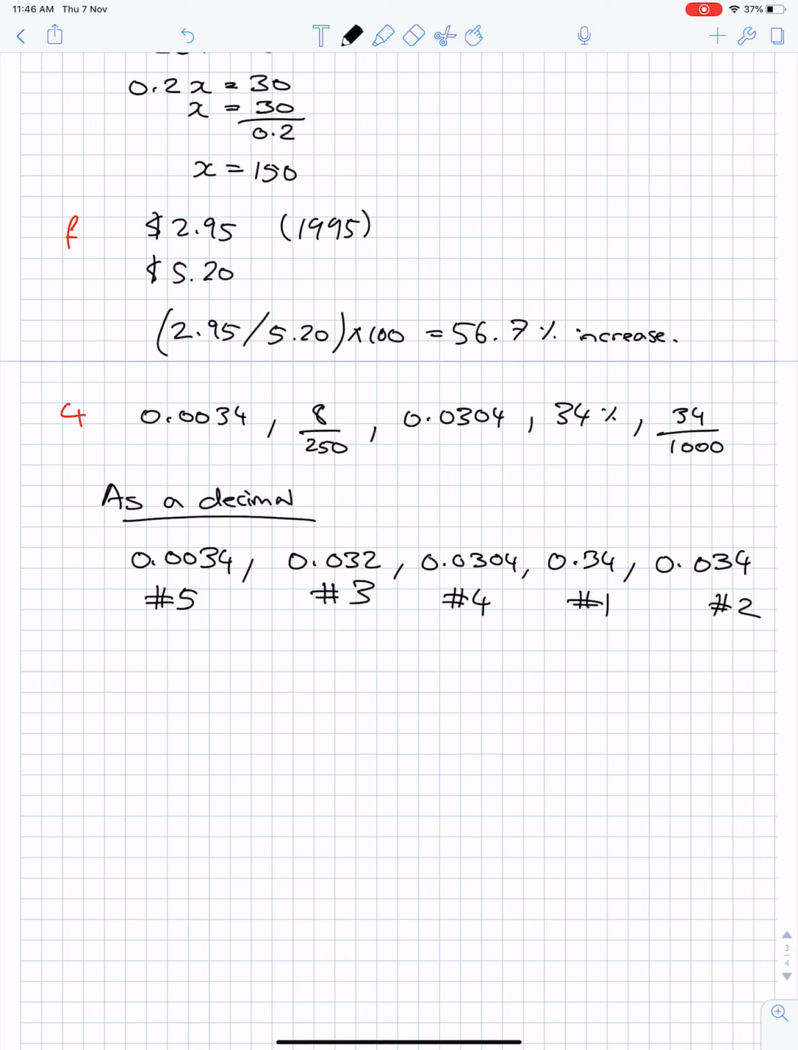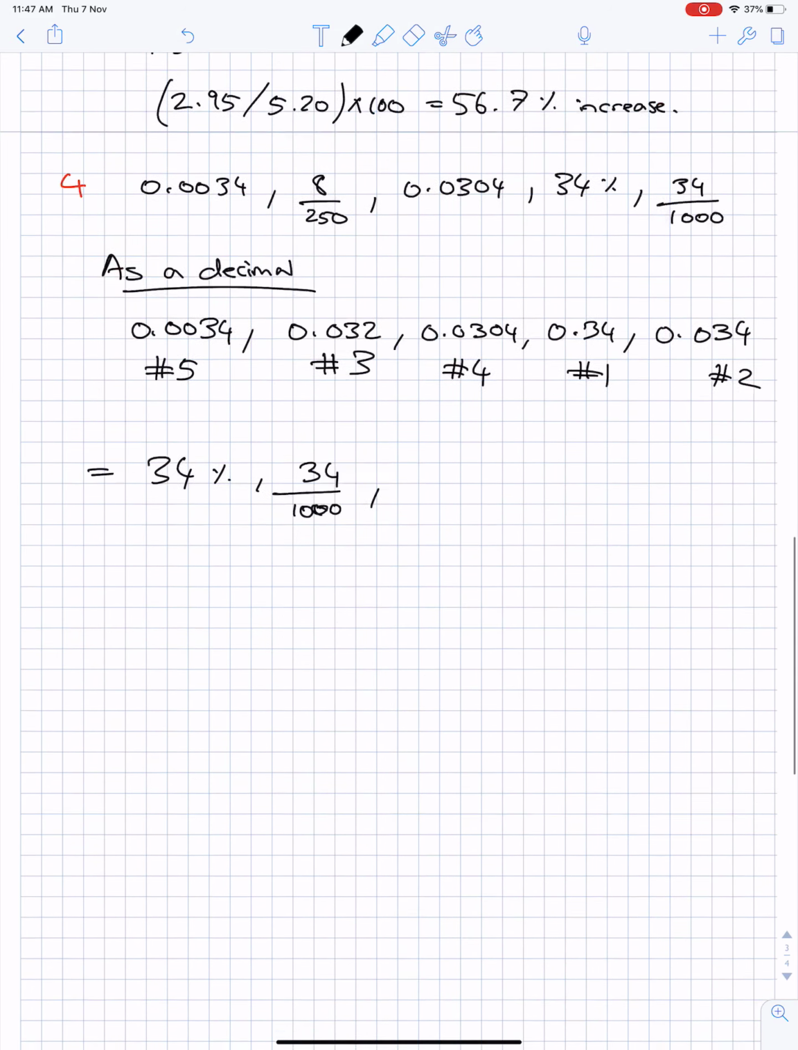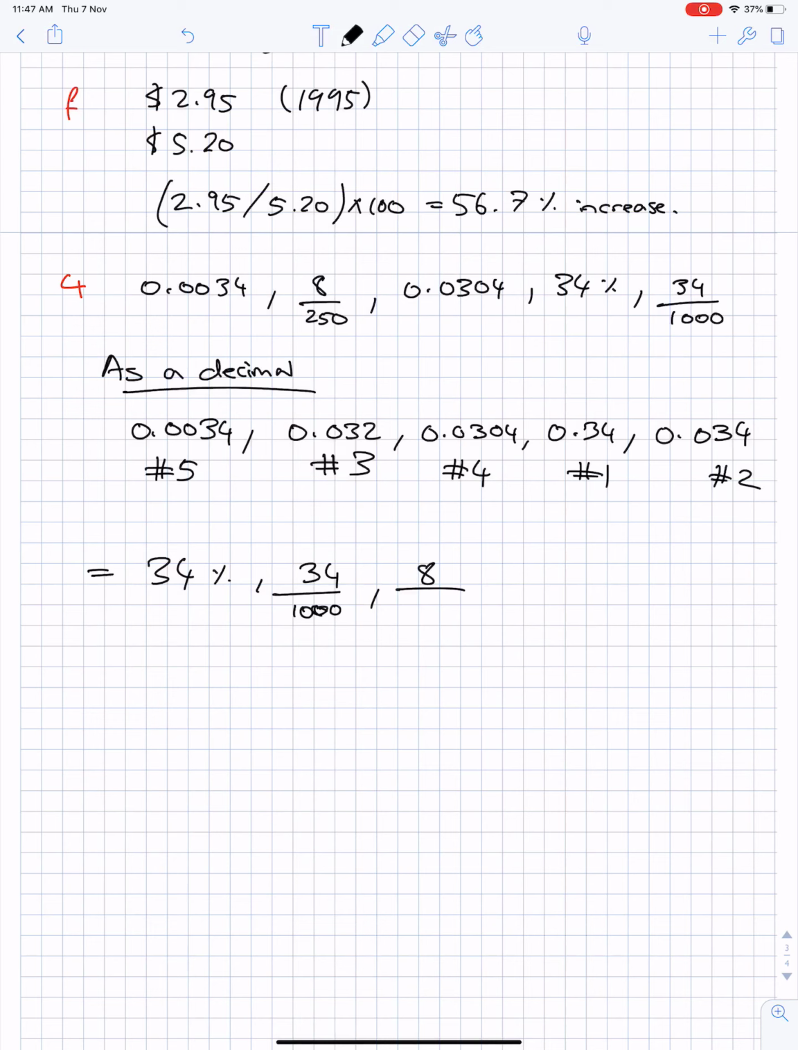So the question asks you to rearrange these numbers from the smallest to biggest. So if we rearrange them, number 1 is 34%, number 2 is 34 over 1,000, number 3 is 8 over 250, number 4 is 0.0304, and number 5 is 0.0034. That was A, and going to B.